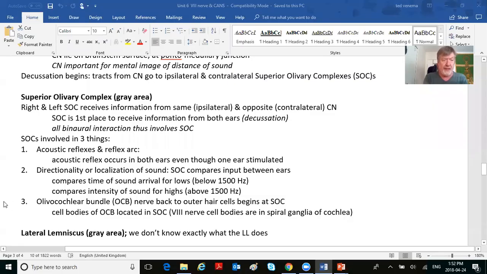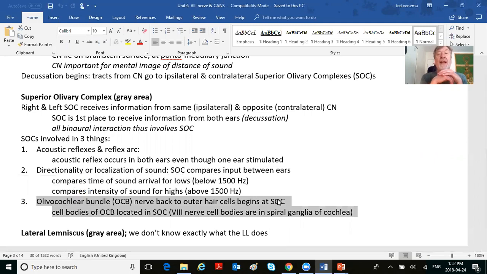The third thing that the SOCs are involved with is the Olivocochlear Bundle, the nerve that runs back from the brain stem to the outer hair cells. Recall, the eighth nerve is primarily an inner hair cell phenomenon. The eighth nerve is a sensory nerve, and inner hair cells are the sensory cells. They're sending information to the eighth nerve. So it's the inner hair cells that are afferent. The outer hair cells are efferent.